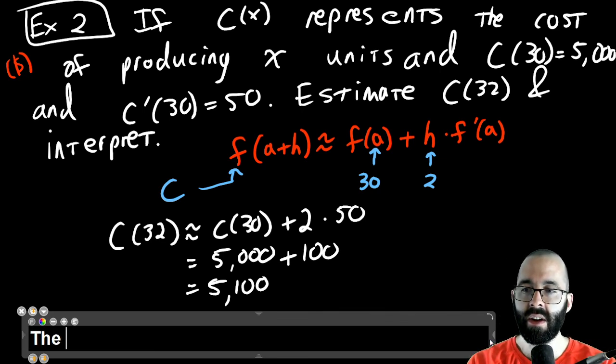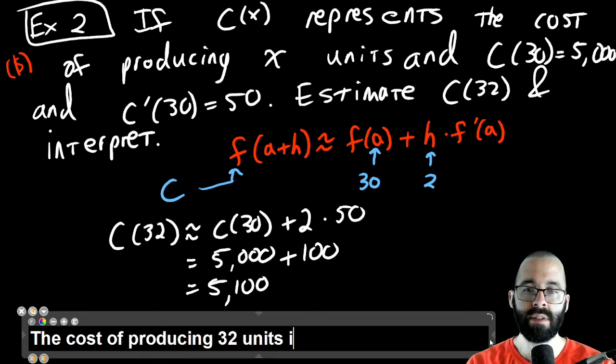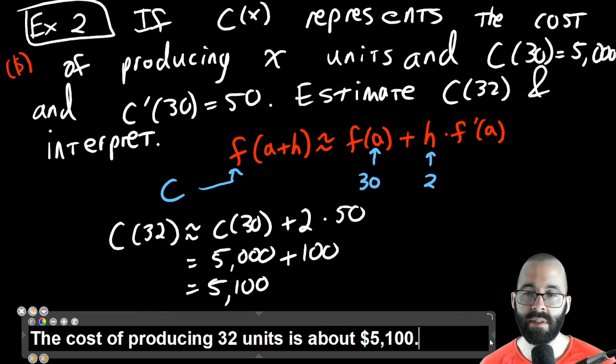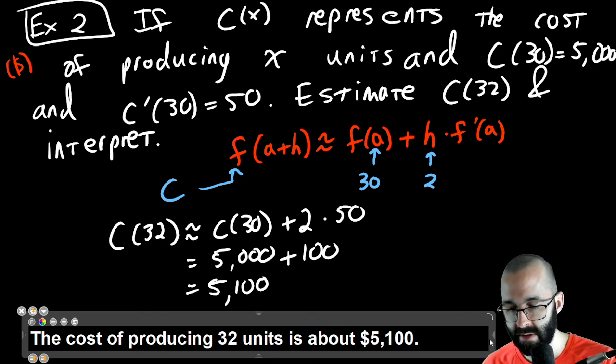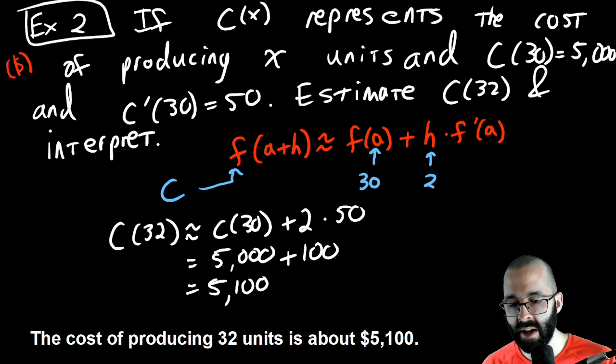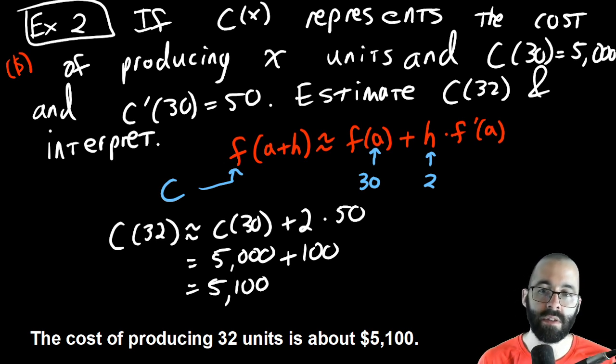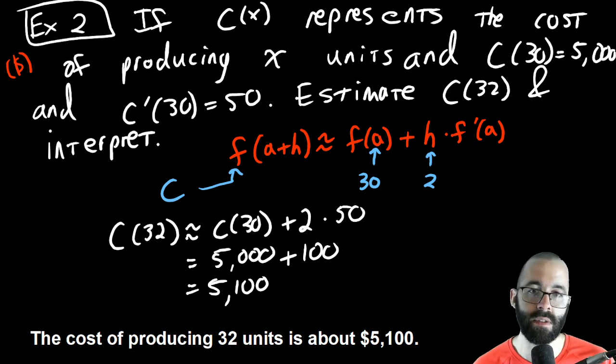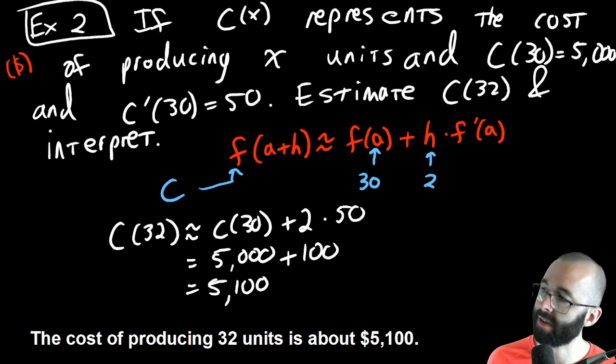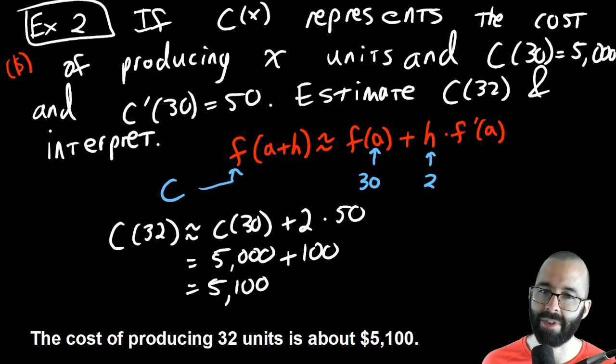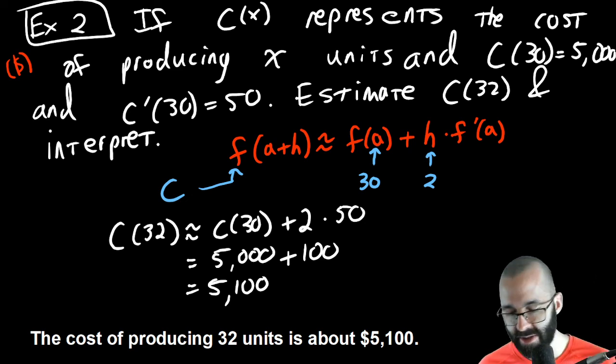So the cost of producing 32 units is about $5,100. Okay. Or in other words, it costs about $100 extra to produce 2 more units. That's going to be related to a concept called marginal cost that we talk about in, I'm pretty sure, the 4th video. Yeah, the 4th video. Okay, that's our final answer.